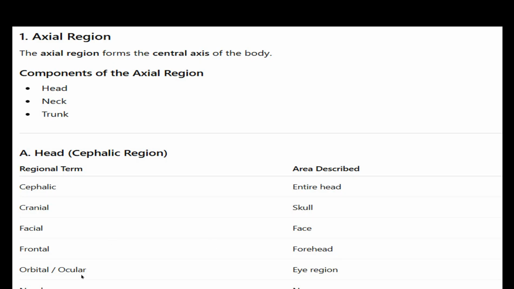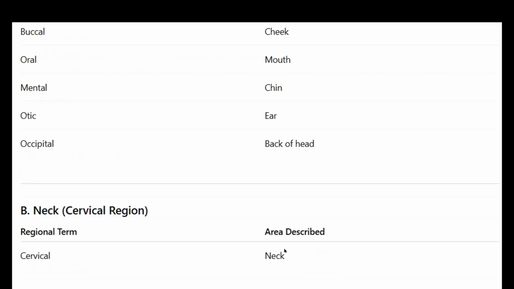Frontal, that is forehead, and orbital or ocular, that is eye region. Next we have buccal, that is cheek, oral as mouth, mental as chin, otic as ear, occipital as back of the head. Okay. Now the next region is cervical region, which includes neck. So cervical means neck. Okay.